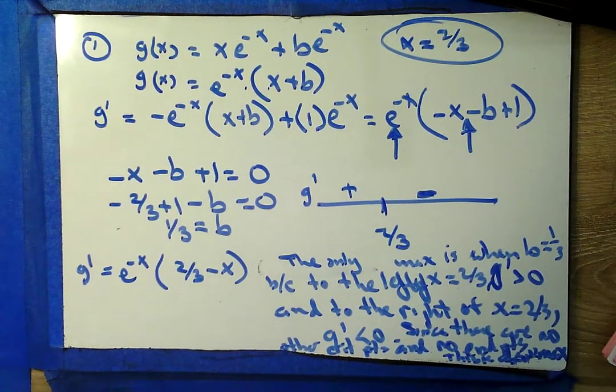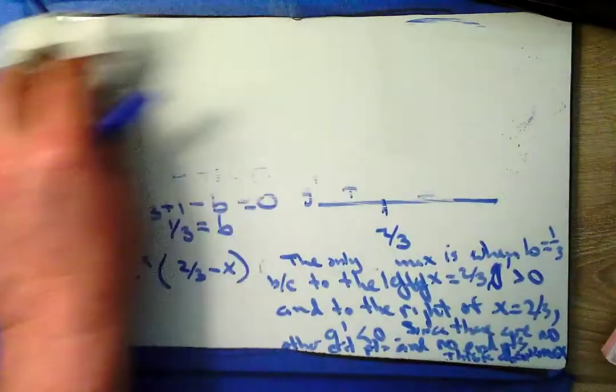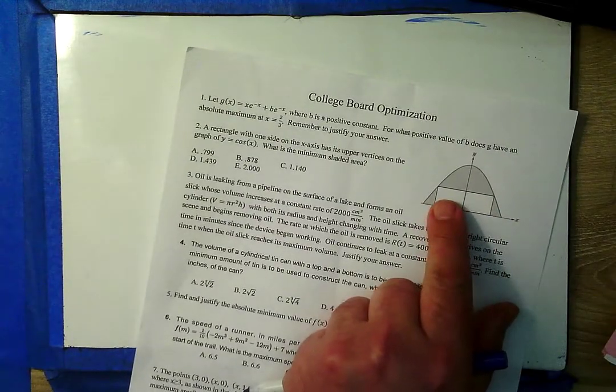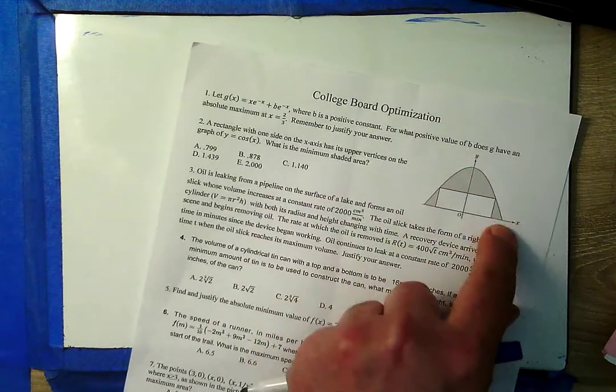Okay, there's problem number 1. Let's take a look at problem number 2. This is a little more thought-provoking, I find. We've got a rectangle. One side has its upper vertices on the graph of y equals cosine x. What is the minimum shaded area? Well, the minimum shaded area is going to occur when we have a maximum white area. So when the area of the rectangle is largest, that's when this shaded area will be smallest under that arc.